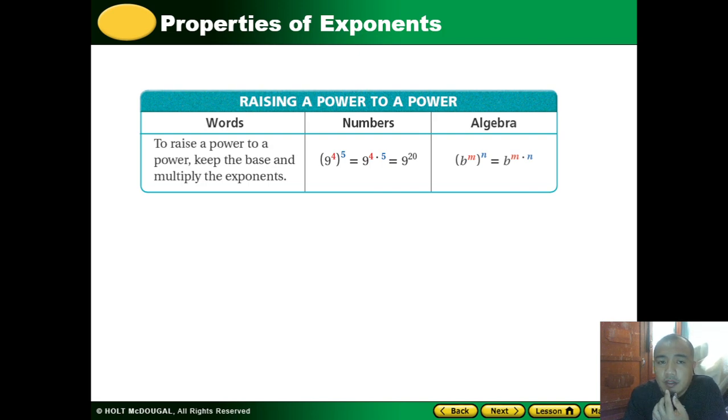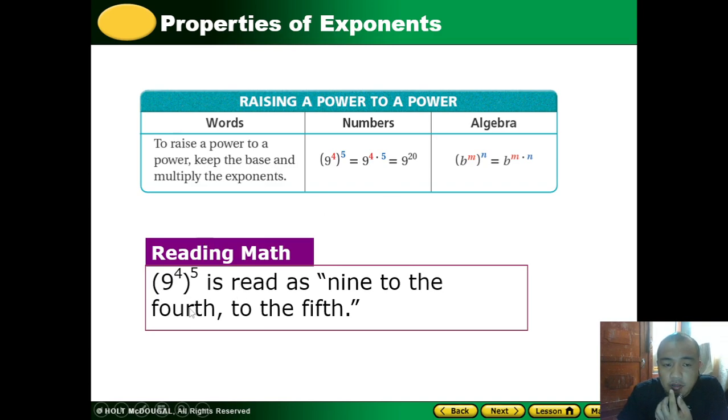Another property is raising a power to a power. To raise a power to another power, keep the base and multiply the exponents. Example, 9 raised to the 4 raised to the 5th power. So we have here a power, 9 raised to 4, and you raise it to another power, which is 5. So what's the rule? Just multiply the exponents. 4 times 5 is 20. So the answer is 9 to the 20th power. So in algebra, b raised to m raised to n means b raised to mn.